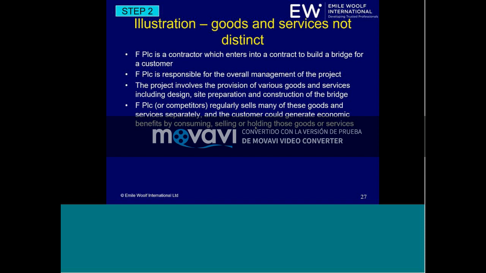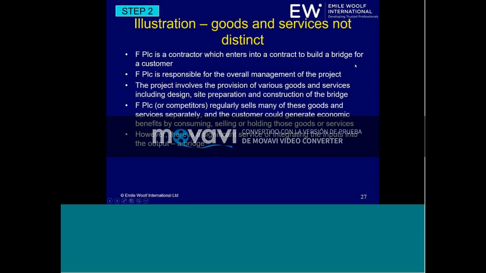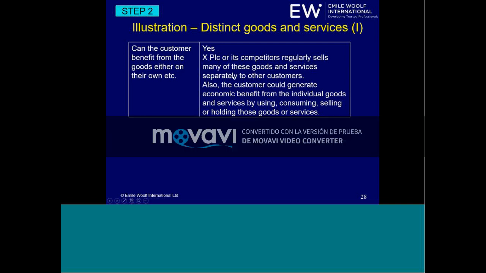Or they might take a delivery of steel and say, we think steel is going to triple in value over the next month. They can make an enormous profit out of holding the steel. Not very likely. However, there is a significant service of integrating the output, a bridge. So, can the customer benefit from the goods, etc., on their own? Yes. X or its competitors regularly sell many of these things on their own. The customer could generate economic benefit by selling, consuming, or holding the concrete, the steel, and so on.